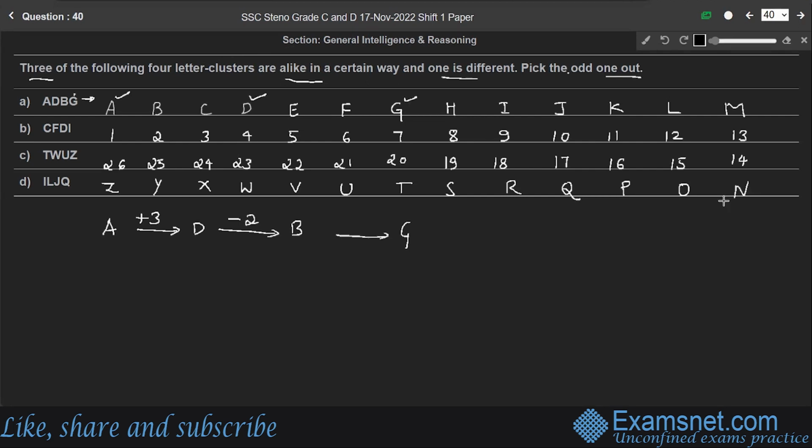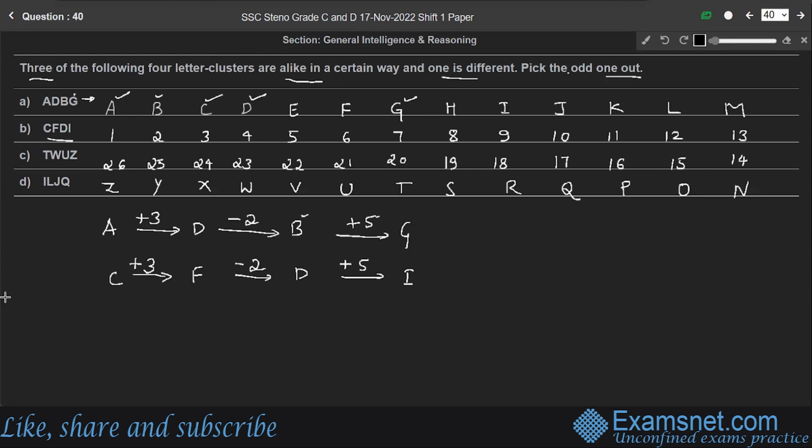Here G is 7, B is 2, so I can write B plus 5 as G. So first letter plus 3 is the second letter, minus 2 is the third letter, plus 5 is the fourth letter. So the second cluster is CFDI. Here the first letter is C, which is 3, and F is 6. So C plus 3 is F. D is 4, F is 6, so F minus 2 is D. And I is 9, D is 4, so D plus 5 is I, which follows the same logic.